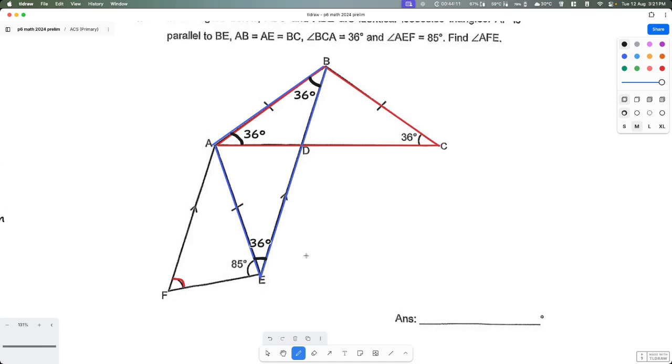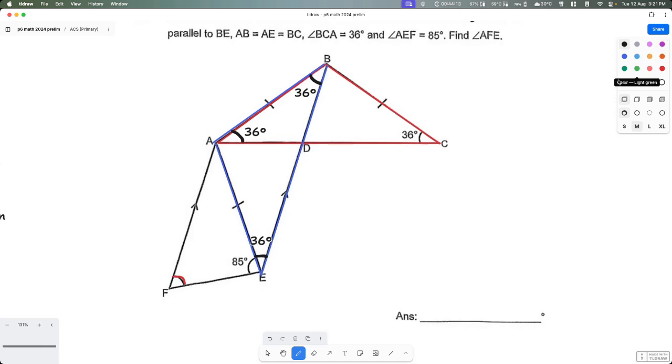At the same time, we also have a trapezium, because these two are parallel. AF and BE are parallel, so this whole thing is a trapezium. So what that means is that we can get AFE, which is just 180 minus 85 minus 36.